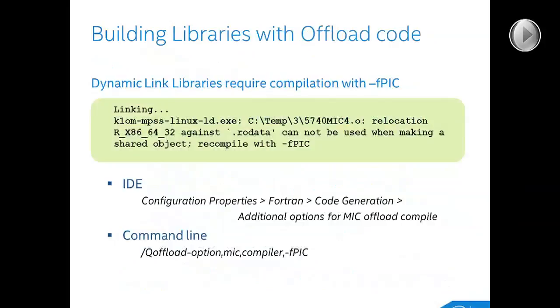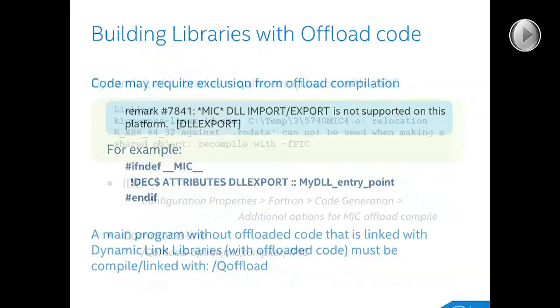A couple of other points I wanted to make about building dynamic link libraries that contain offloaded code. There is another requirement today where you have to provide the -fpic to the target compilation, and this is just a necessary step to ensure that the dynamic shared library is built with the necessary position-independent code. So if you're building under the IDE, you'll want to add the option to the additional options for the mic offload compiler that we mentioned earlier. And from the command line, you can use the Q offload option with its other required arguments of the target, which is mic, and the tool, which is compiler, and then the option.